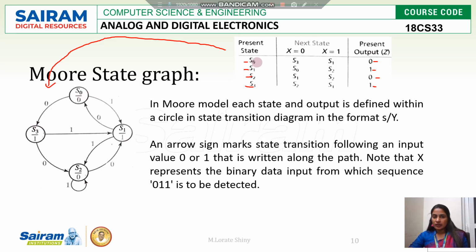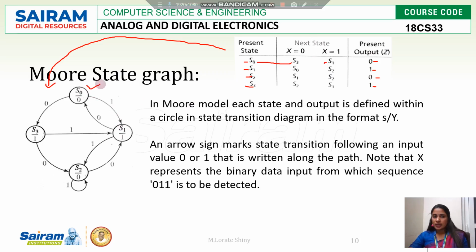Now, present state is S0. If x is equal to 0, my next state will be S3. So I have to put the arrow mark here. Okay. This arrow indicates the next state. Next, if x is equal to 1, my next state will be S1.